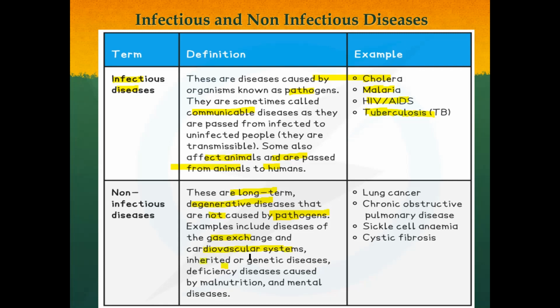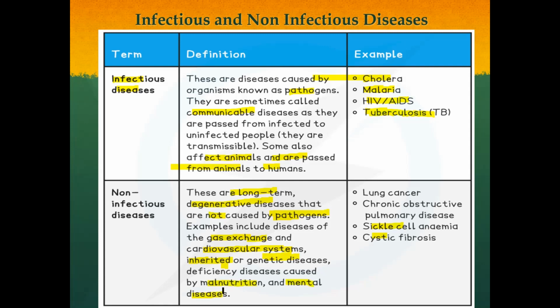Then inherited or genetic diseases as well, like sickle cell anemia, cystic fibrosis. These are genetic diseases, so a person cannot give this disease to another person in the form of an infection, right? So these are diseases of the gas exchange system, cardiovascular system, and inherited genetic diseases. These are non-infectious diseases, right? And sometimes diseases can be caused by malnutrition as well, or mental diseases as well. So these are non-infectious diseases.